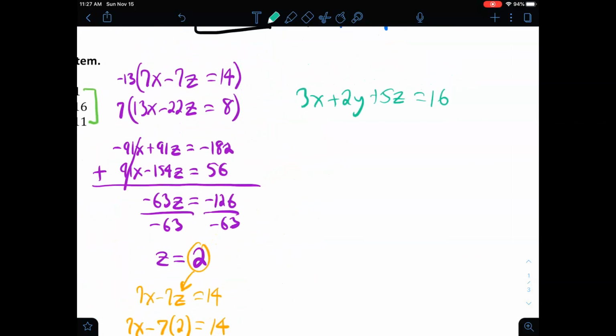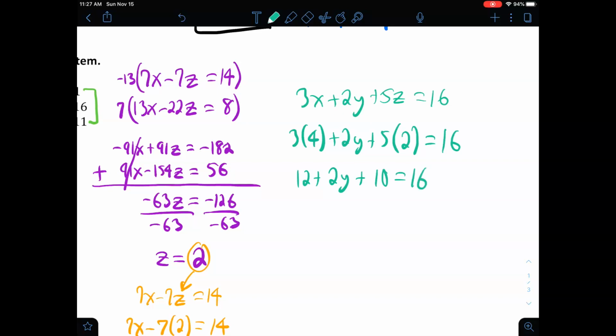So we know x is 4. So we're going to do 3 times 4 plus 2 times y, which was negative 3. Do we know y? Wait, look at the right problem here. We don't know y. We're looking for y. We know z, sorry. Plus 5 times z, which was 2, equals 16. 3 times 4 is 12, plus 2y plus 5 times 2 is 10, equals 16. 12 plus 10 is 22, plus 2y equals 16.